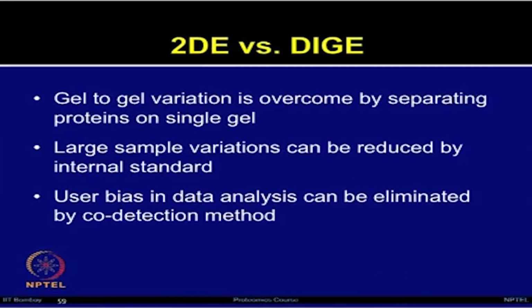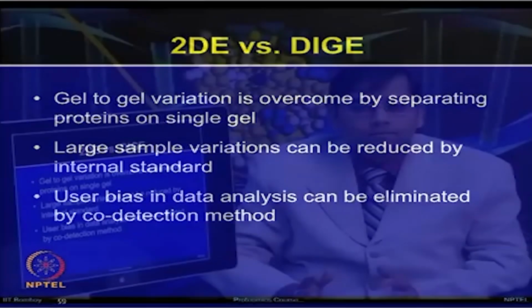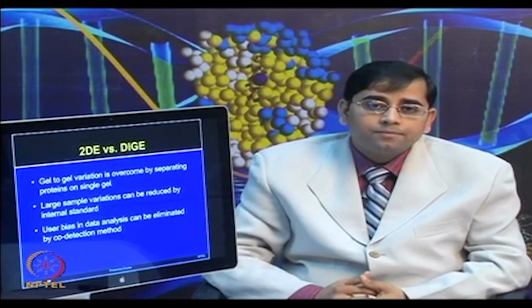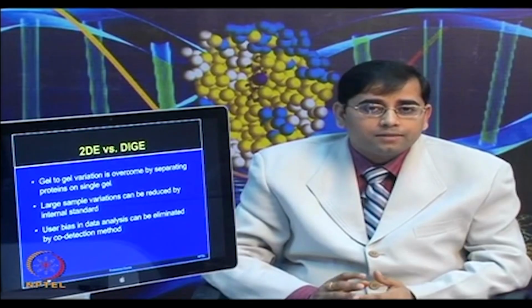So, let us summarize our concepts of 2DE and DIGE. In 2DE there is gel to gel variation, which can be overcome in the DIGE method by separating the proteins on one gel. In two-dimensional electrophoresis there is large sample variation, whereas in DIGE this variation can be reduced by making an internal pool or internal standard, which gives the reference point for all the proteins.